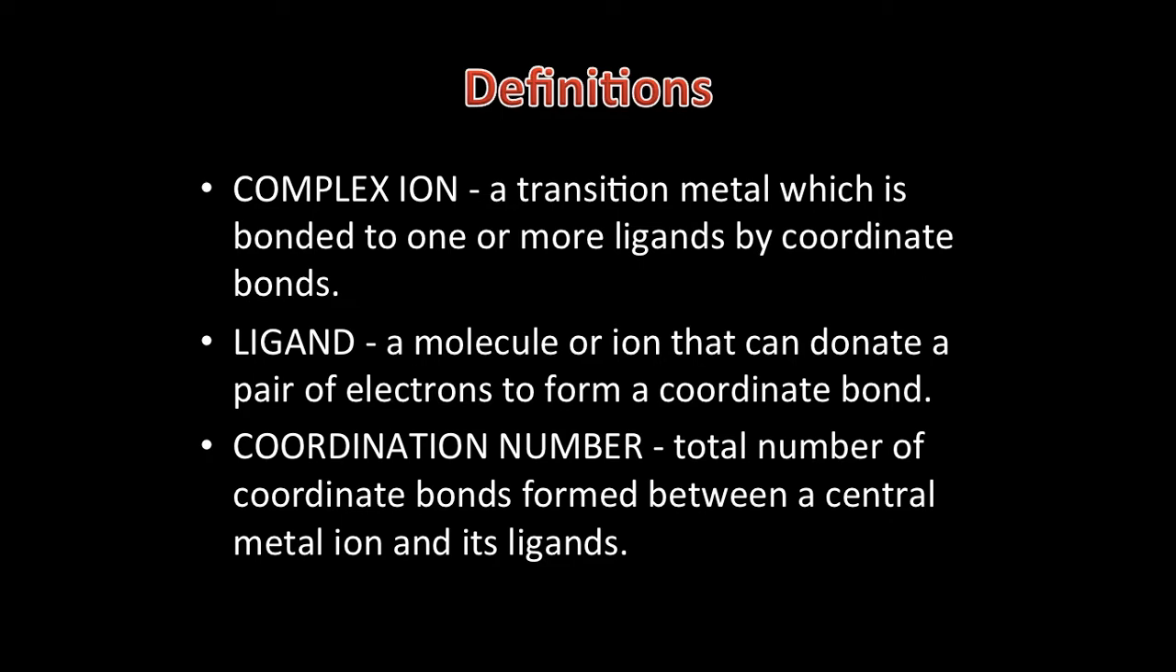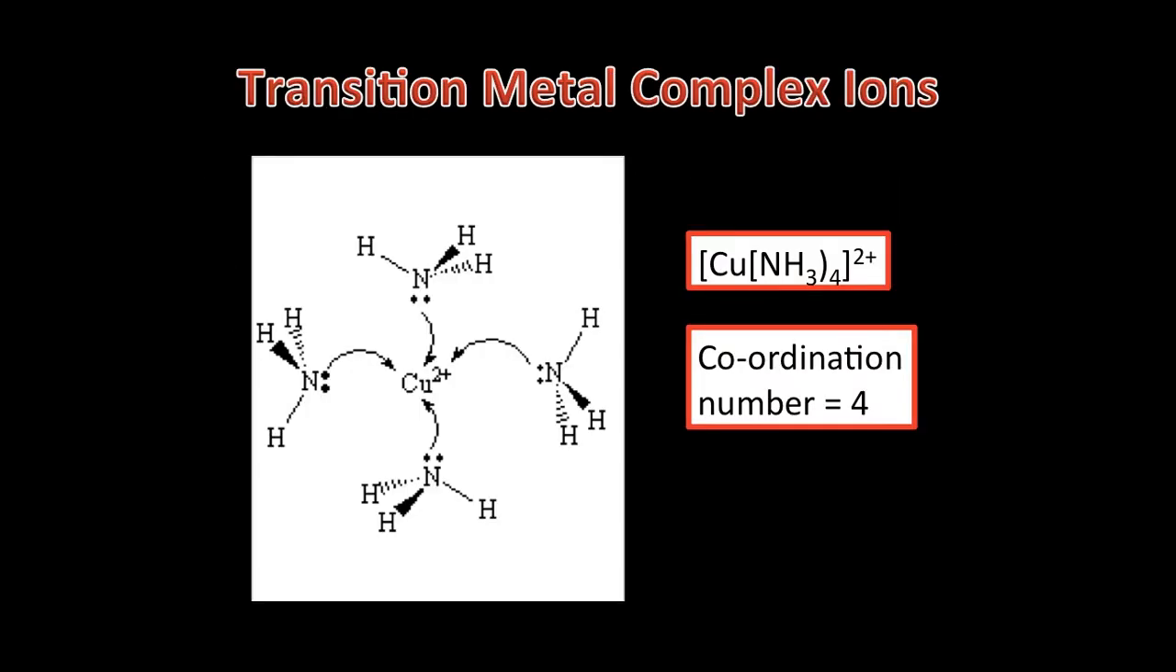Another definition you need to know is that of coordination number. This is the total number of coordinate bonds formed between the central metal ion and its ligands. So in transition metal complexes, the ligand donates a pair of electrons. This can be represented by an arrow showing the covalent bond.